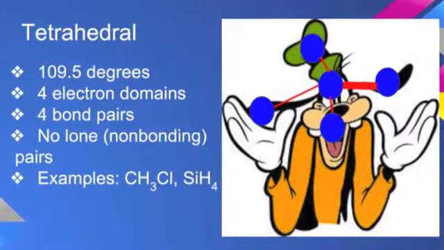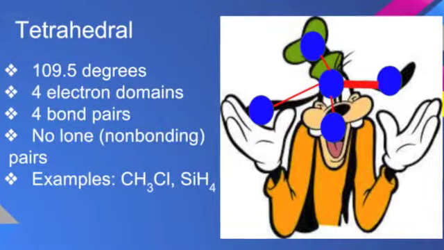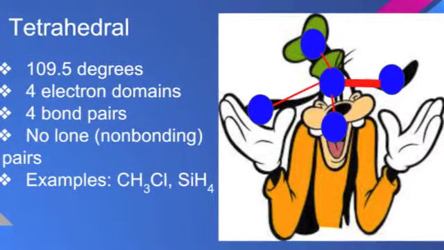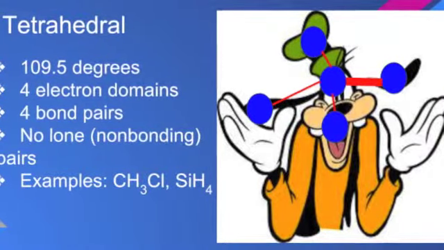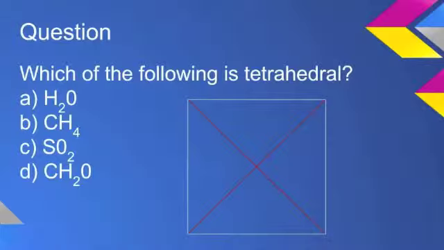What's the one where there are 4 atoms surrounding a central atom? That one's tetrahedral. Megan, do you remember anything in Disney World that resembled tetrahedral? Well, Goofy's face and hat kind of looked like it. Tetrahedral molecules have 109.5 degrees between each of the electron domains. There are 4 bond pairs and no non-bonding pairs. Which of the following is tetrahedral?